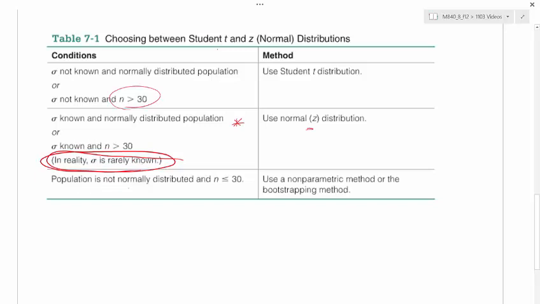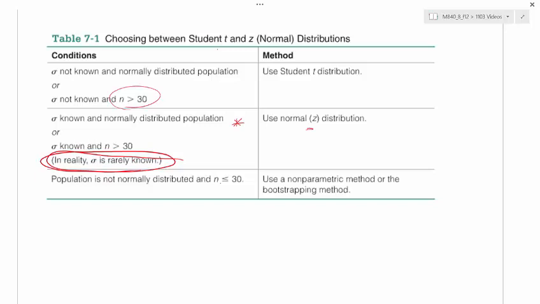If the population is not normally distributed and n is less than or equal to 30, you can't do it then. So you need to have a population that has a normal distribution, or you need to have n be greater than or equal to 30, or strictly greater than 30. So hopefully that helps. Almost all the time you're going to be using t.